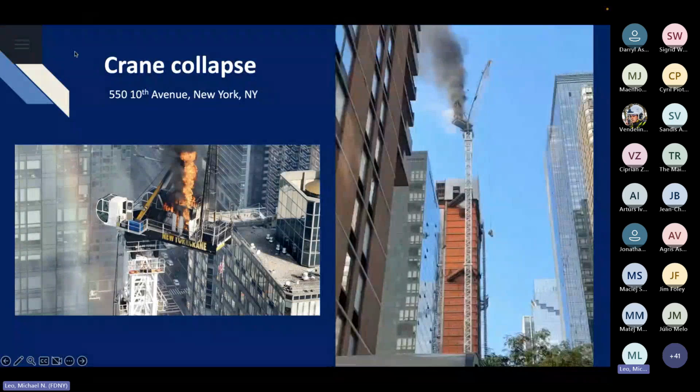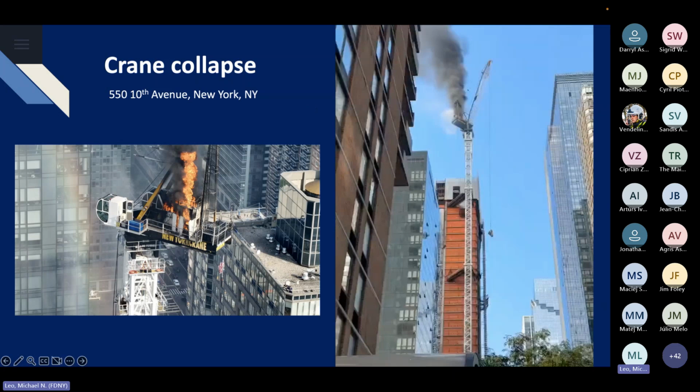Okay, so here we go with our two main incidents. This was a crane collapse in Midtown. It was July of 2023, so it was warm out. There was a heavy fire on the crane. It was over 45 stories high. Nothing really close to it, but we've never had anything like this. We didn't really know how to react.